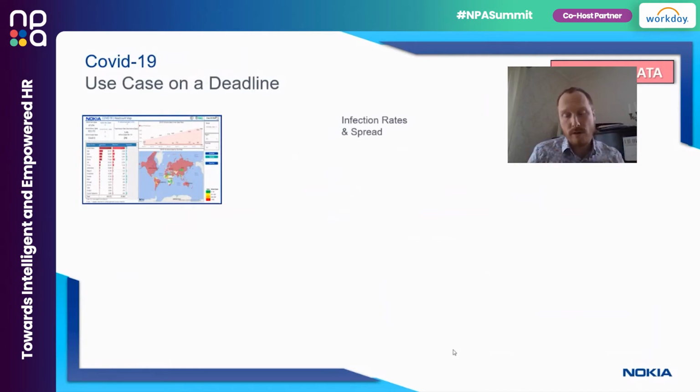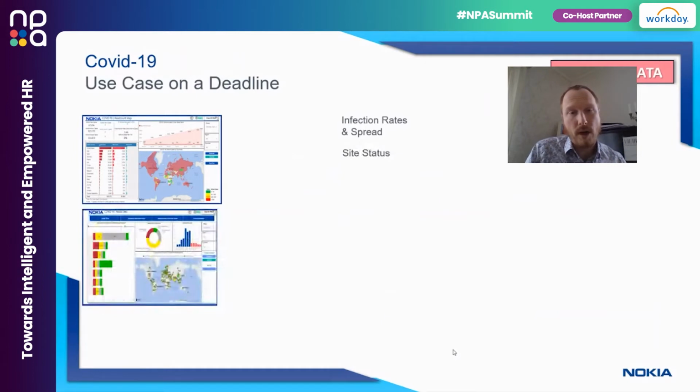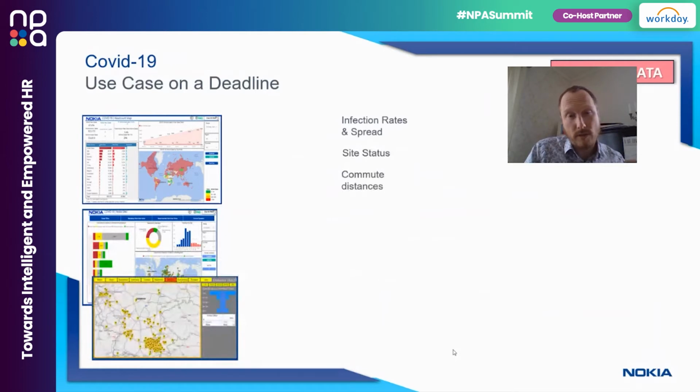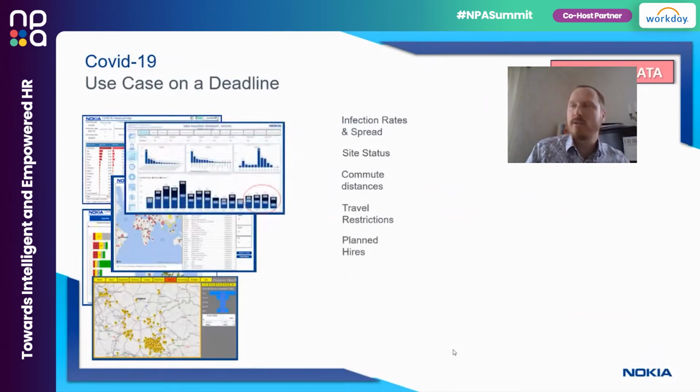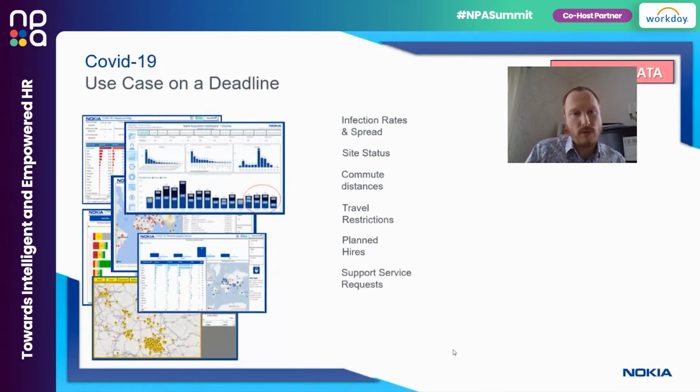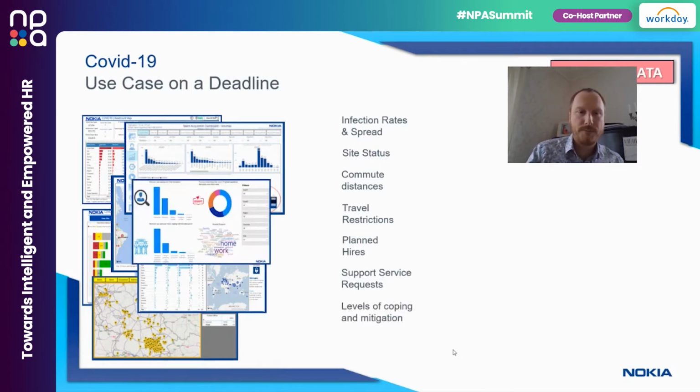So we used our network and our technical capabilities to compare infection rate and spreads. Our colleagues in real estate provided us with information on our site status. We also did a lot of work on understanding relative commute distances to understand the impact on working. We had to take in accounts of travel restrictions because as COVID hit, there were many employees that were stuck in parts of the world that they didn't traditionally reside. We had to relook at our planning for hiring and also our expectations for attrition. We had to look at our support service requests. So how often were people approaching our health and safety guys for things like burnout or stress?